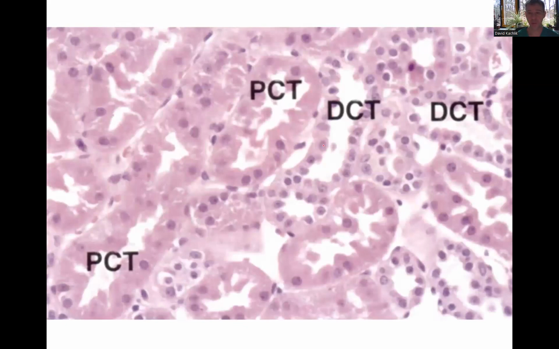So when we come here, we can see the proximal and distal tubule difference. The cells in the proximal tubule are higher. There are not so many of these cells. In the distal tubule, they are lower.